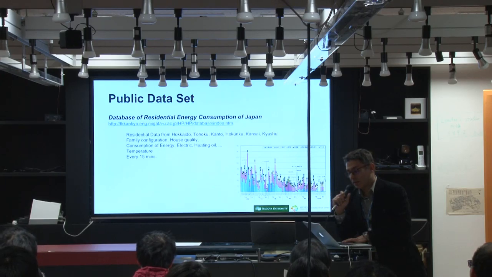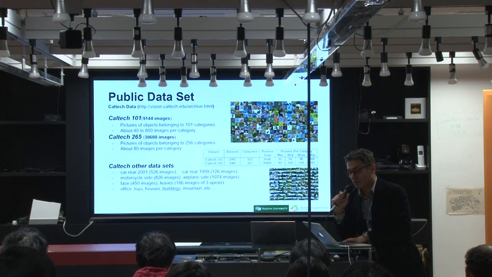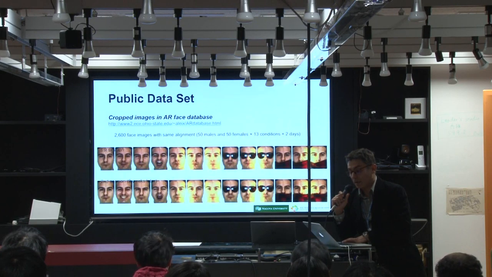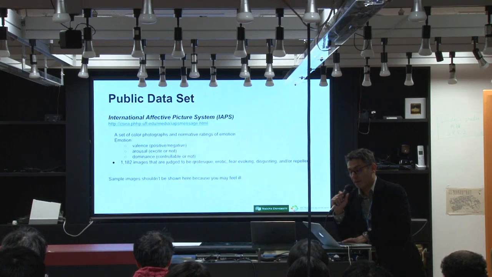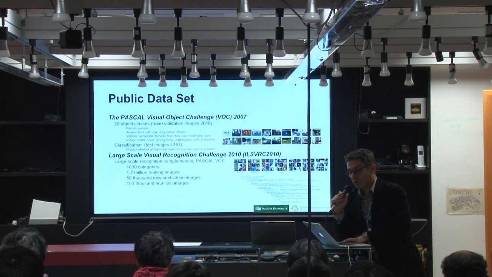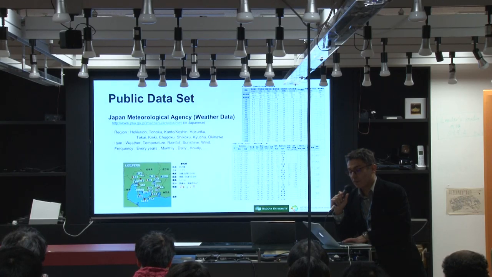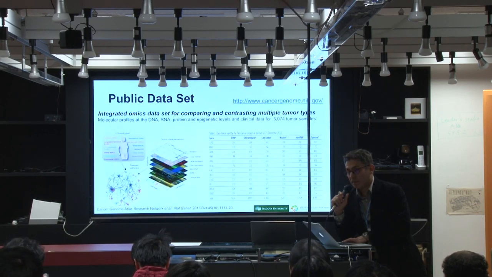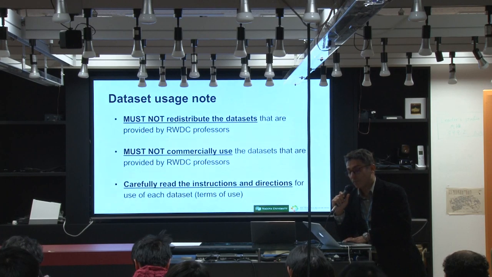And this is another public data set. This is another one: images related to image processing and face and so on. Japan Metropolitan Agency also has many data sets related to weather, so you can access it. And this is some data set related to medical science and School of Medicine. If you are interested in data analysis using this data, you can access it from this link.